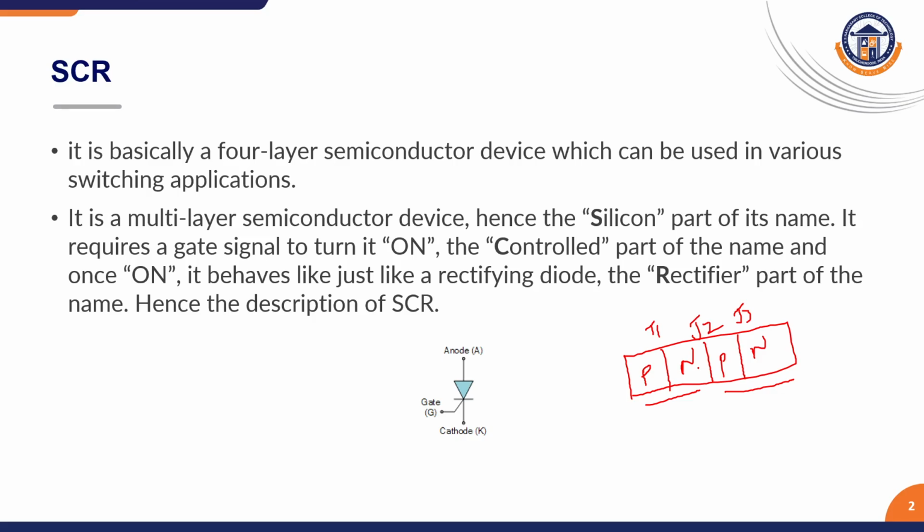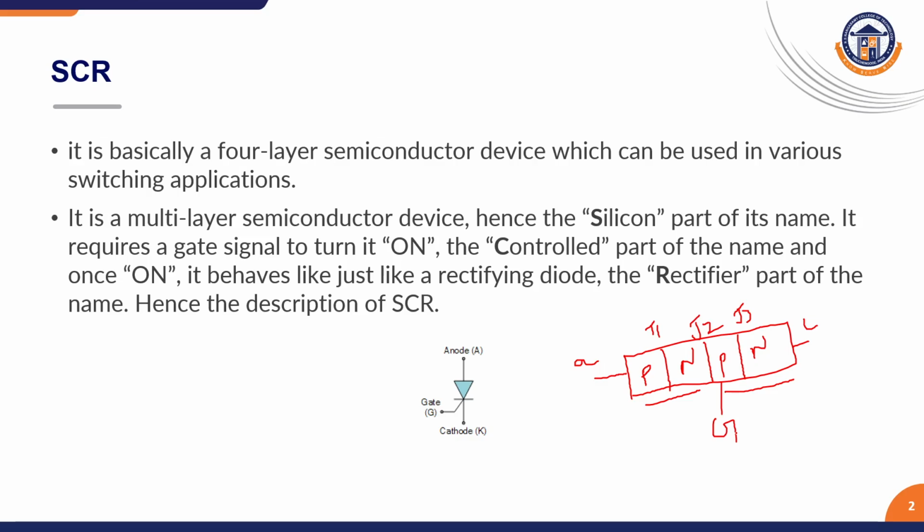So the terminal connected to the outer P type is called anode. This is the anode, and this is a three-terminal device: anode, cathode, and gate terminal. So this is the cathode, and we have the gate terminal here. This is the gate terminal.